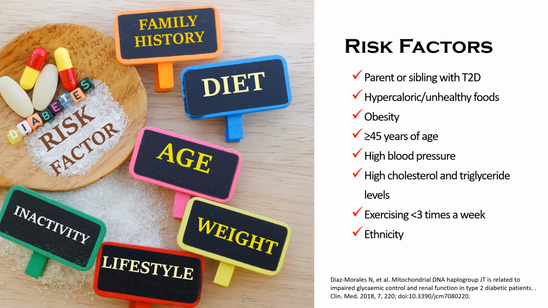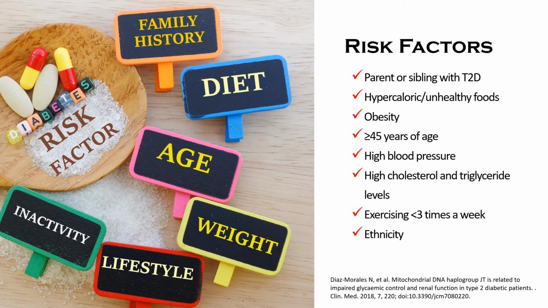In addition to prediabetes, other risk factors include family history, like having a parent or a sibling with type 2 diabetes, an unhealthy diet characterized by hypercaloric foods or foods high in carbohydrates, obesity, being 45 years of age or older, having high blood pressure, having high cholesterol and triglyceride levels, having a sedentary lifestyle, for example, exercising less than 3 times per week, as well as ethnicity.